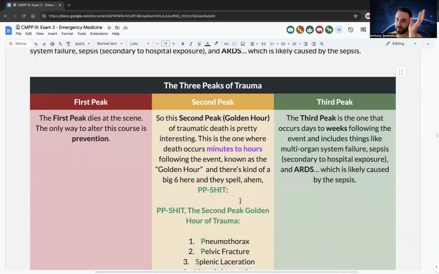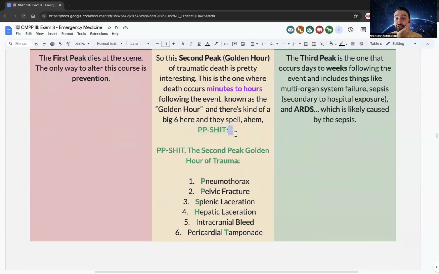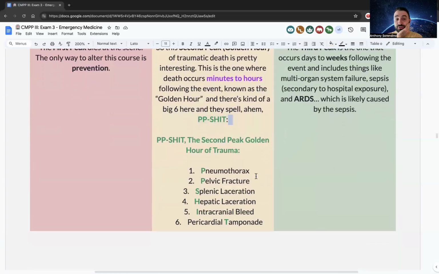The second peak, the golden hour, I guess this is because these are things that we can fix. These are things that we can prevent. This happens within minutes to hours. And they spell the affectionate mnemonic pee-pee shit. So it's going to be a pneumothorax, a pelvic fracture, splenic laceration, on the other side, a hepatic laceration, an intracranial bleed, and then a pericardial tamponade.